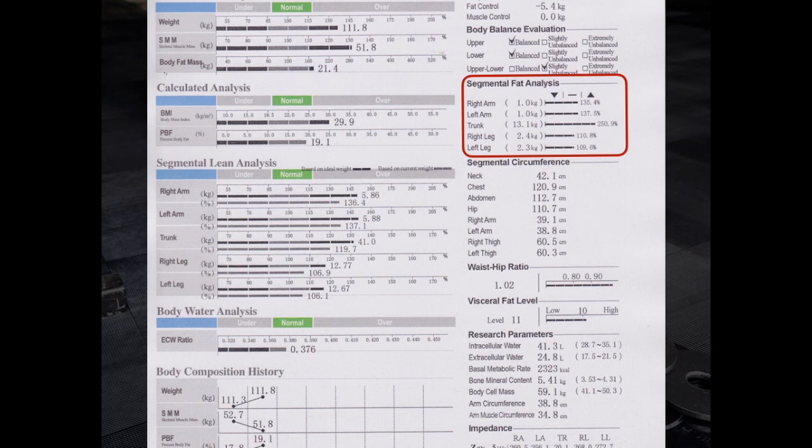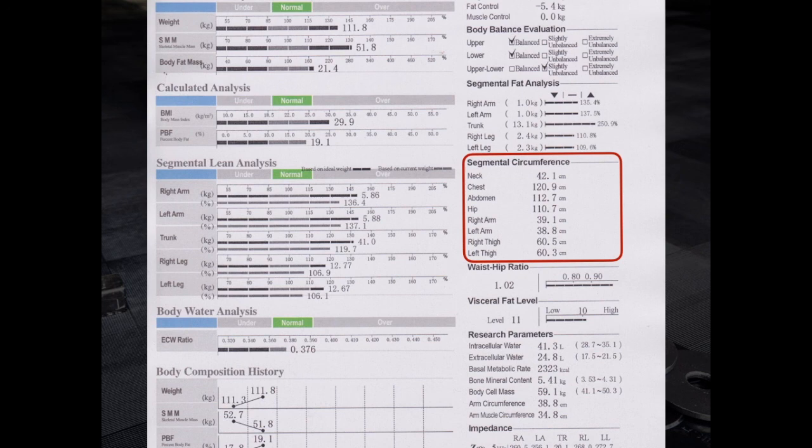Below the body balance evaluation, you've got your segmental fat analysis, and this will show you how much body fat that you've got stored on each part of your body and whether or not it's sufficient, within a healthy range, or excessive. The number in brackets shows you how many kilograms of body fat that you have, and each body part also has a graph with a percentage at the end of it. So your goal here is to have your percentages around or below the 100%, and that will indicate that your body fat is in a healthy and normal range for you.